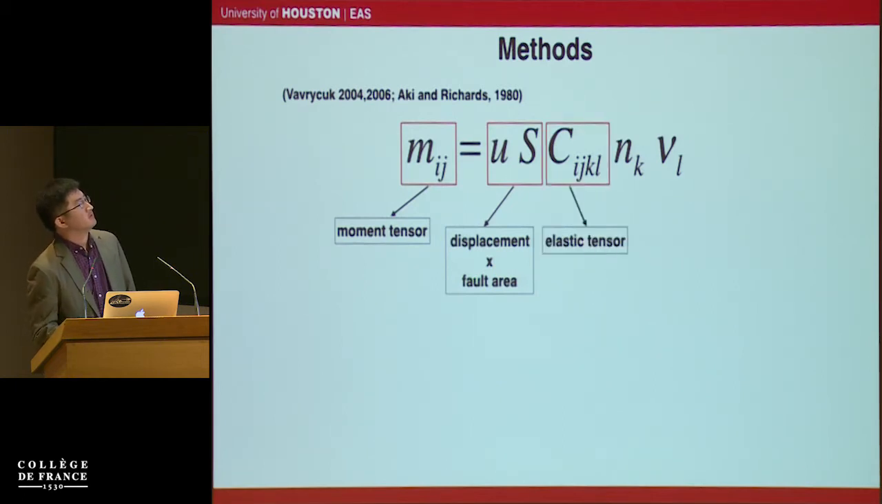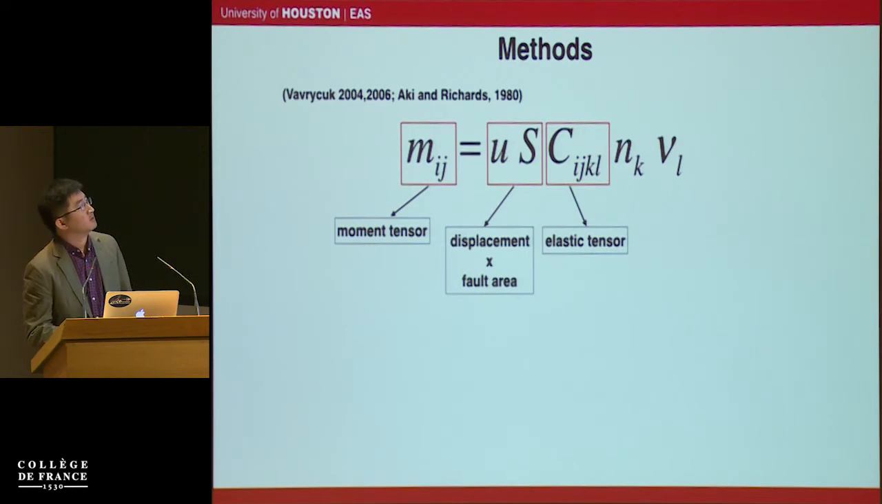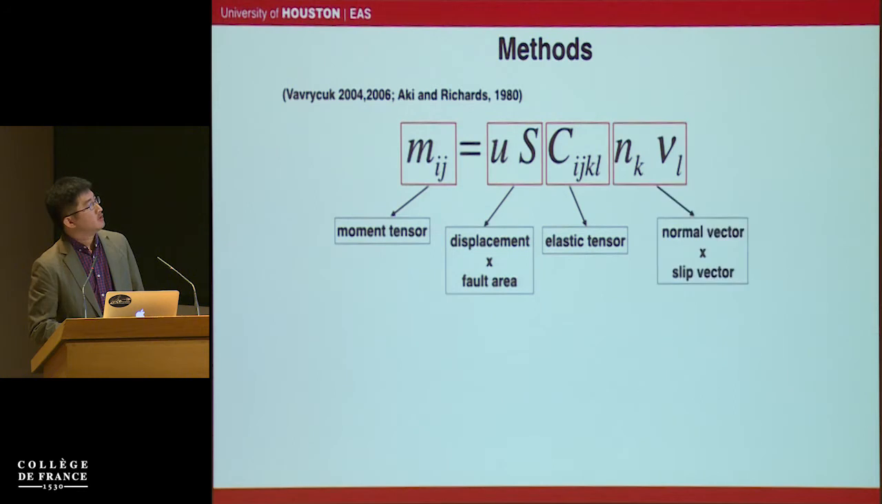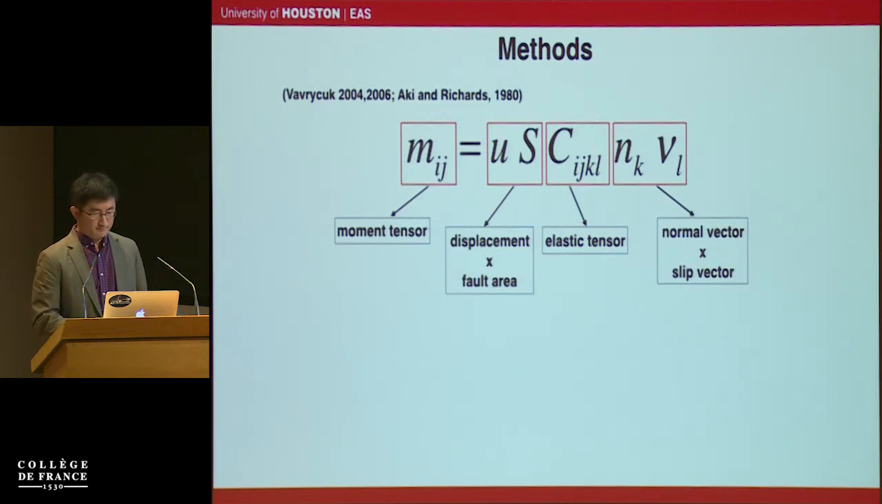C_ijkl is the 4th rank elastic tensor, with 81 components, 21 independent ones in the most general case. n_k and nu_l are the normal vector of the fault surface and the slip vector. So this is just an equation which relates the moment tensor observation and the elastic tensor, which carries the anisotropy in it.